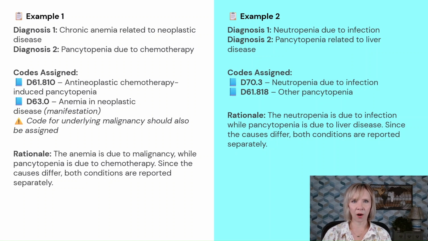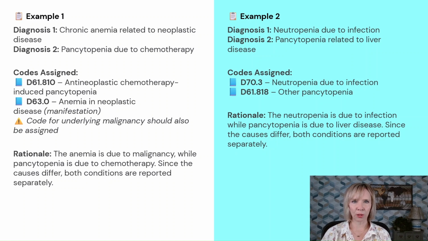In example 1, the patient has chronic anemia due to neoplastic disease and pancytopenia caused by chemotherapy. In this case, you would assign one code for the chemotherapy-induced pancytopenia and one for anemia in neoplastic disease. Why? Because the anemia is caused by the cancer, while the pancytopenia is from the chemotherapy. Two different causes equals two separate codes.